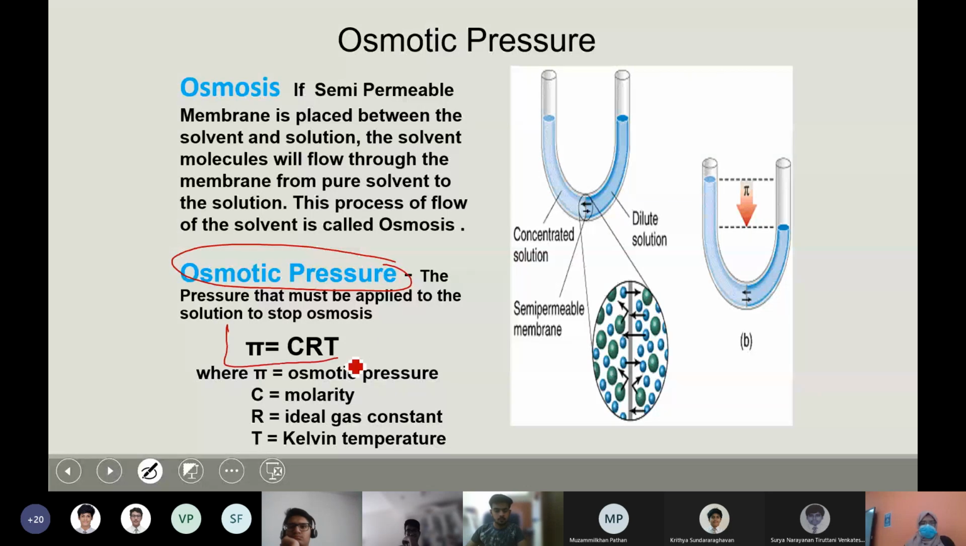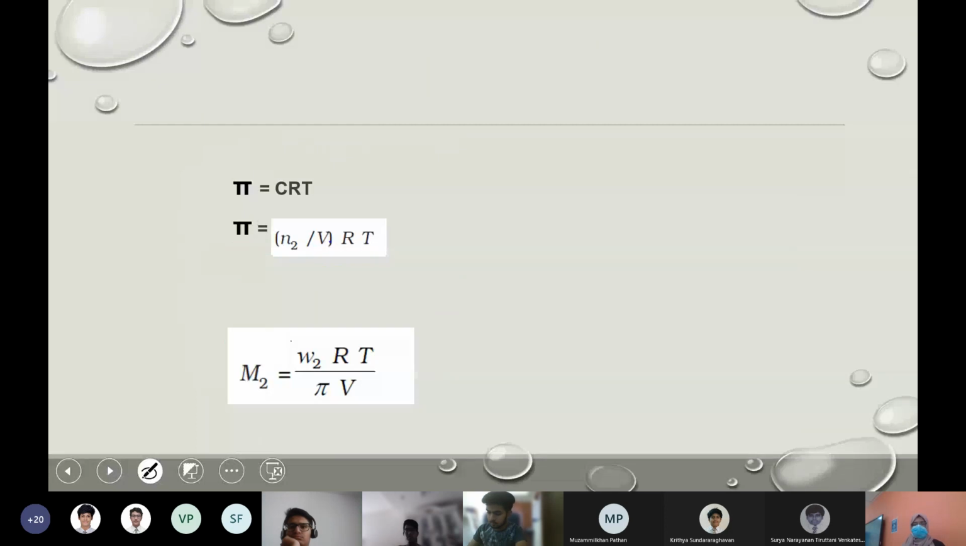So the equation for the osmotic pressure is pi = CRT, where C is concentration in molarity, R is the gas constant, and T is temperature in Kelvin. I think these were the points we discussed in osmotic pressure. Okay, so let's continue the osmotic pressure discussion.